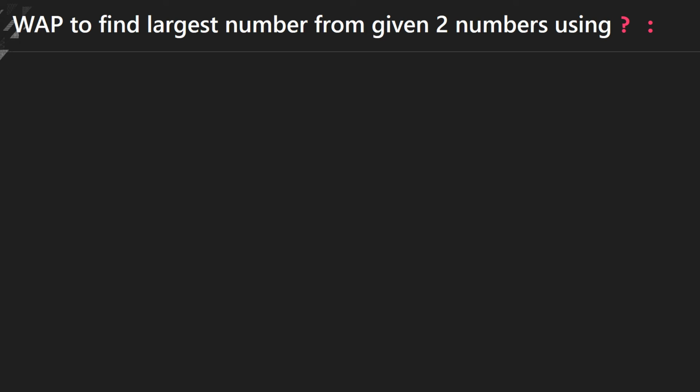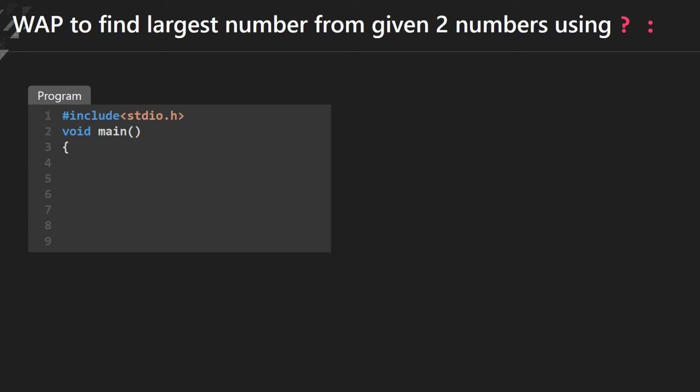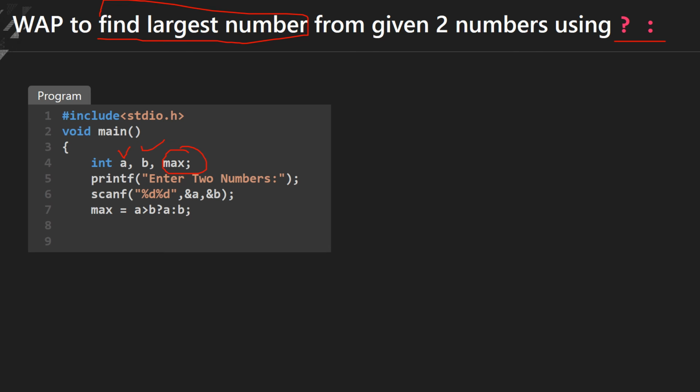Let us demonstrate it using an example. I use the same example which I gave for the if statement. I need to find the largest number from two given numbers using the conditional operator. I will use int a, b, which are the two numbers. You will read them from the user. The result will be stored in max. Enter two numbers. Max is a variable here. If a is greater than b, the value of a will be returned, because the condition is true.